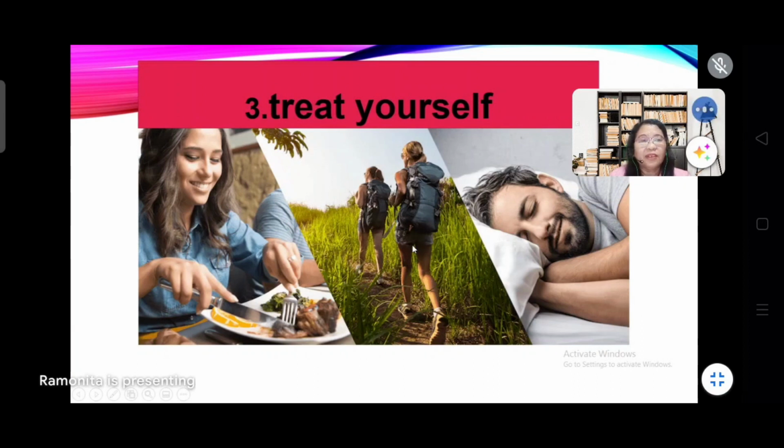Or let's say during the weekdays you're already tired. You're always overexhausted. So during weekends, you try to sleep so that your body and mind will be relaxed. That is how you're going to treat yourself.